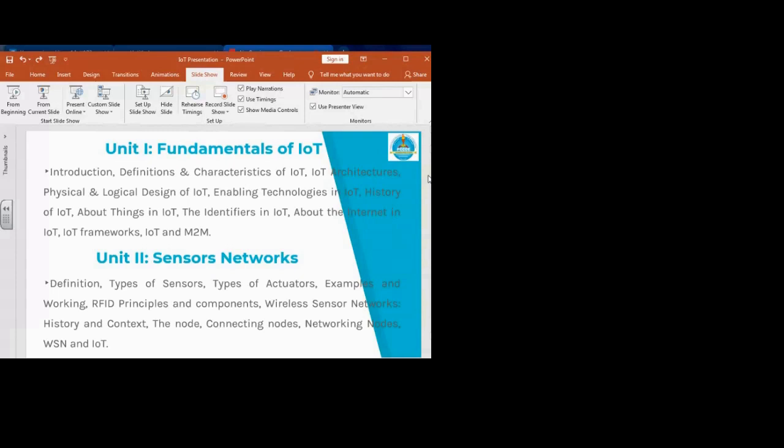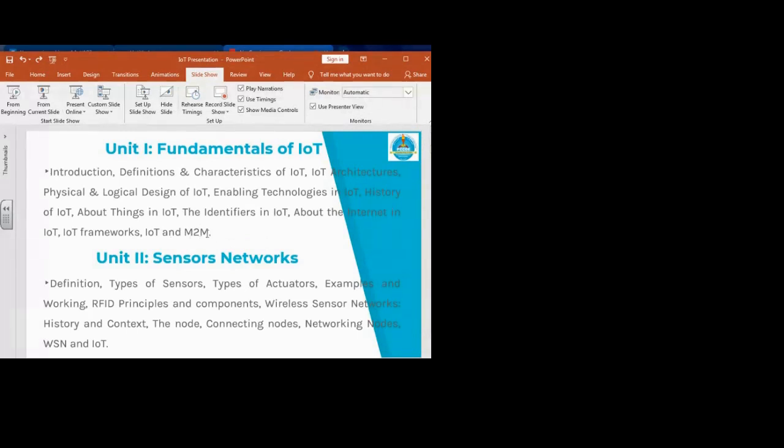Now these are some glimpses of your units, Unit 1, Unit 2, the actual content syllabus provided by SPPU. In your first unit, you have the fundamentals of IoT: the definition, the characteristics of IoT, architecture of IoT, physical and logical design of IoT, enabling technologies in IoT, the history or evolution of IoT, the identifiers in IoT, IoT frameworks, and the difference between IoT and machine-to-machine communication.